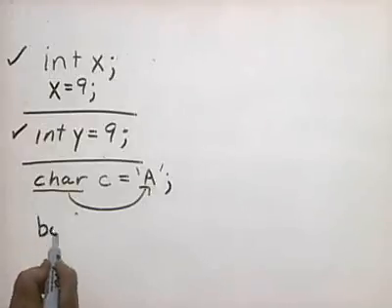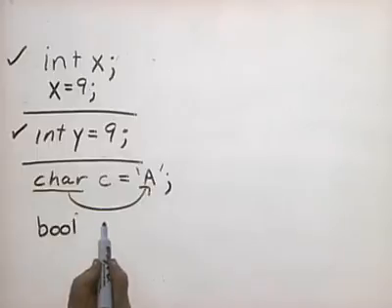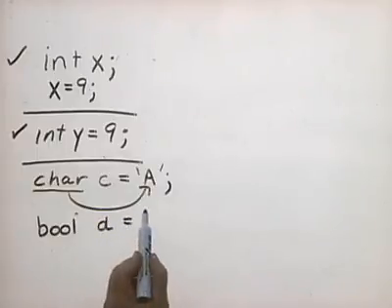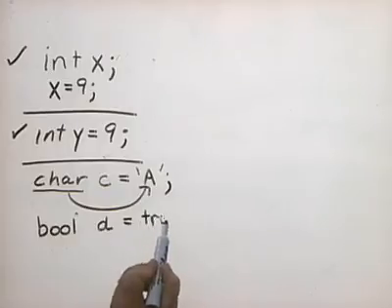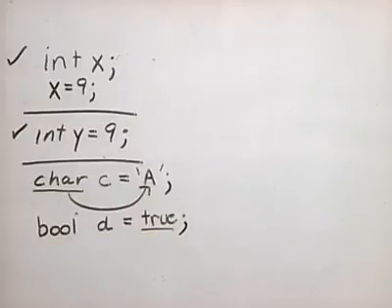Next thing we'll take a look at is an example of a declaration of a Boolean. Boolean variables are declared with bool, and then the variable name, and then you can initialize it as either true or false. And you want to use true or false to initialize a Boolean data type.